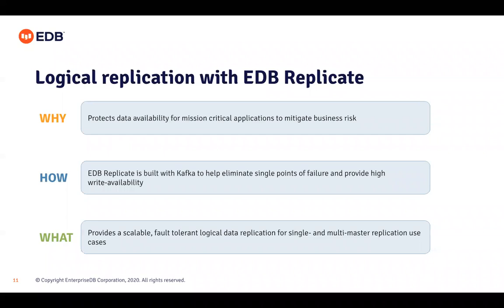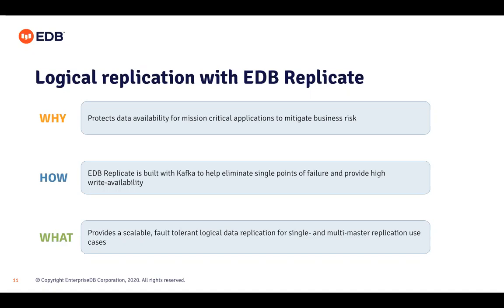Why is this important? It's important because it protects data availability for mission critical applications in order to mitigate that business risk, right? If I can't run my application, I'm not making business happen, right? That's a critical thing. Going back to that earlier example, if we're down for a minute, that's $6 million of revenue the business is not going to see. So that right there puts a fine point on why we want to mitigate that risk, right? We want to keep the business operating.